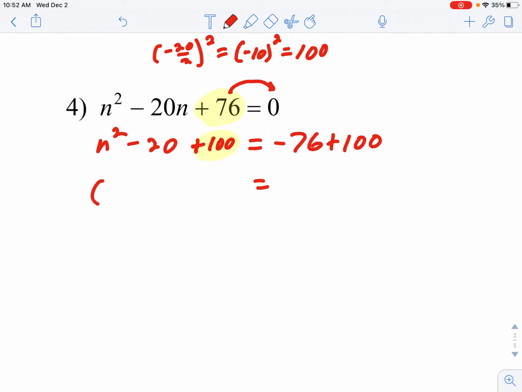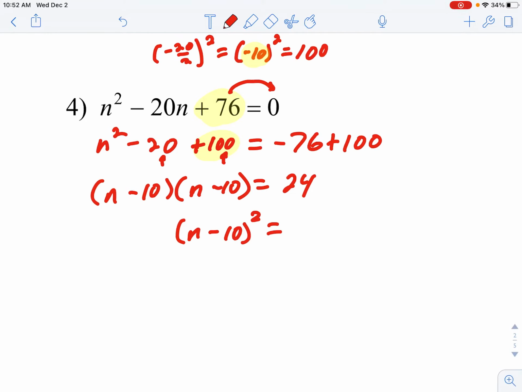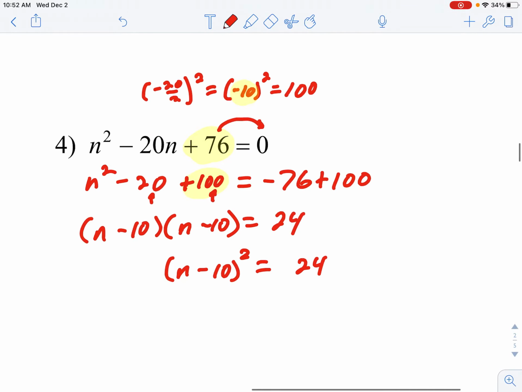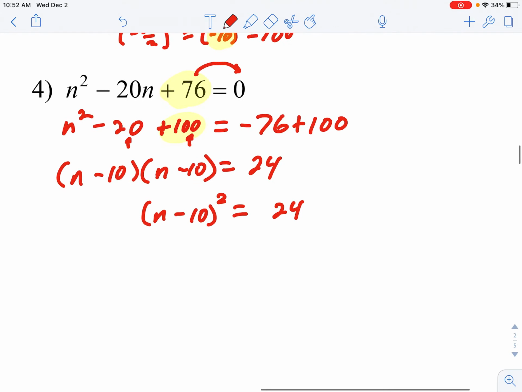On the left-hand side, we need to factor. On the right-hand side, negative 76 plus 100, that's 24. So here, n and n: what two numbers multiply to positive 100 and add up to negative 20? It's got to be the same number, and like I said, it's going to be negative 10 and negative 10. So to complete the square means to write this as n minus 10 squared. So the trick is we've turned this problem into a square problem, if that makes sense to you.